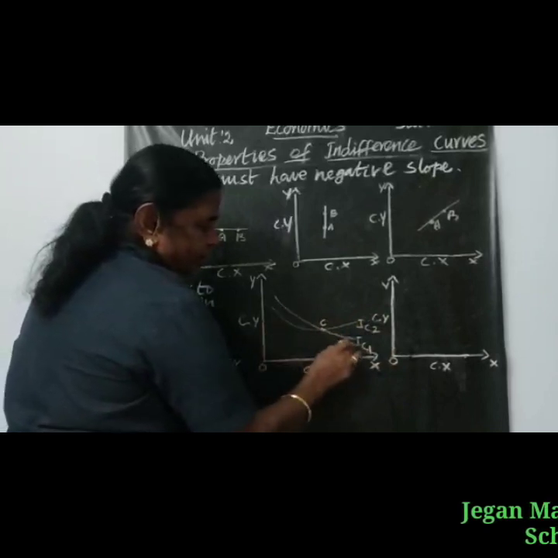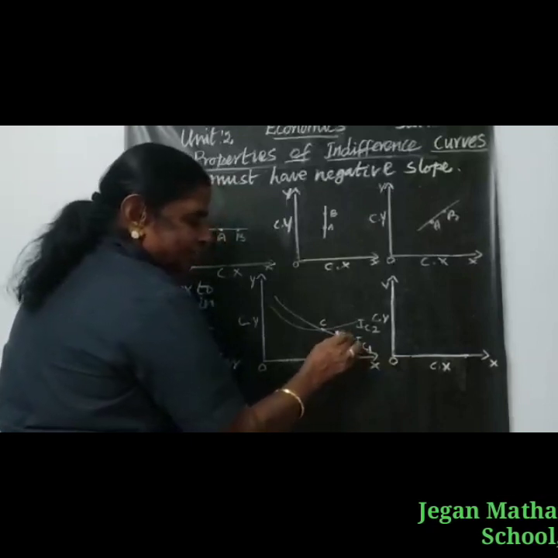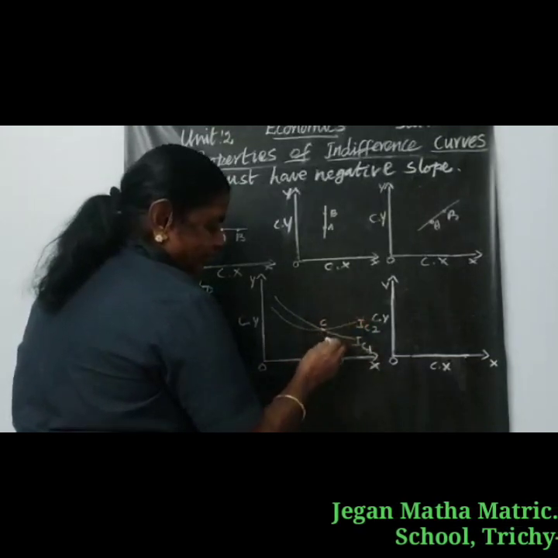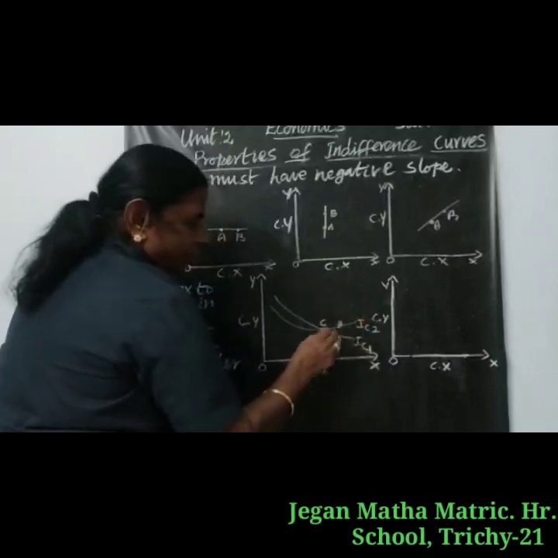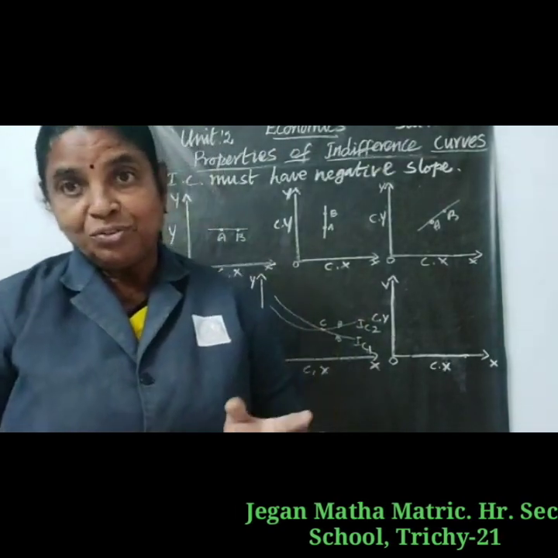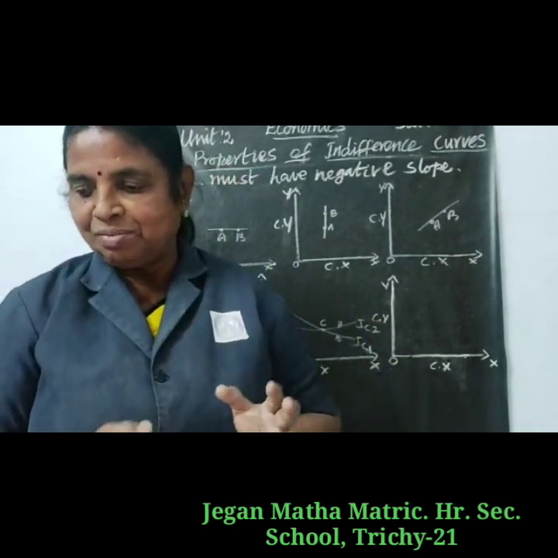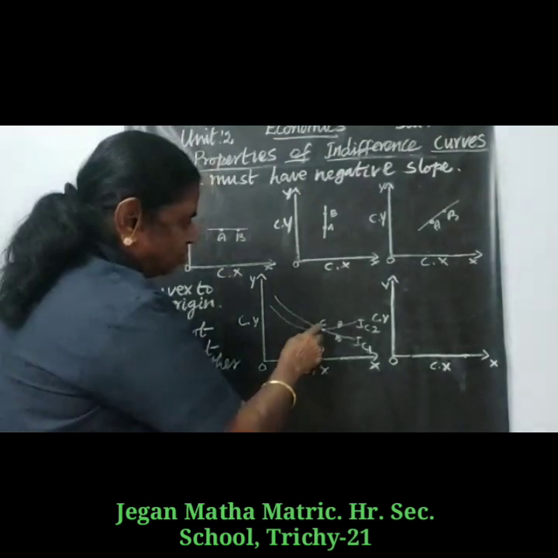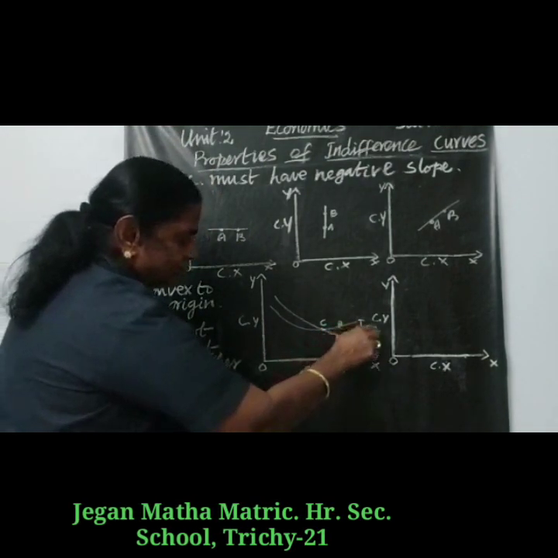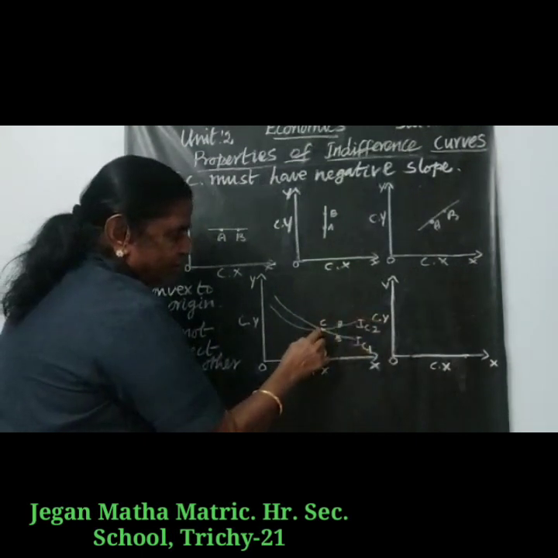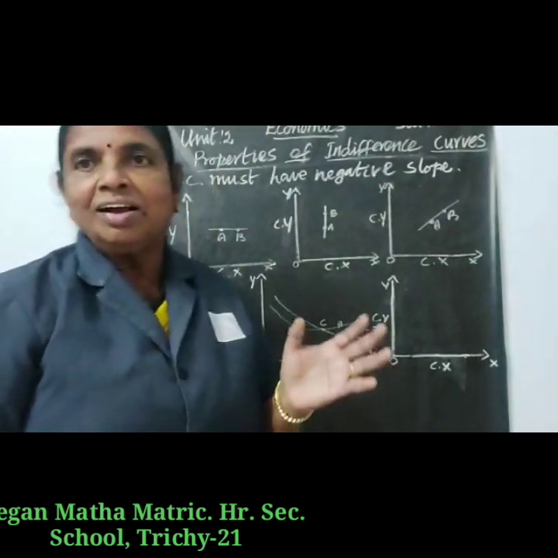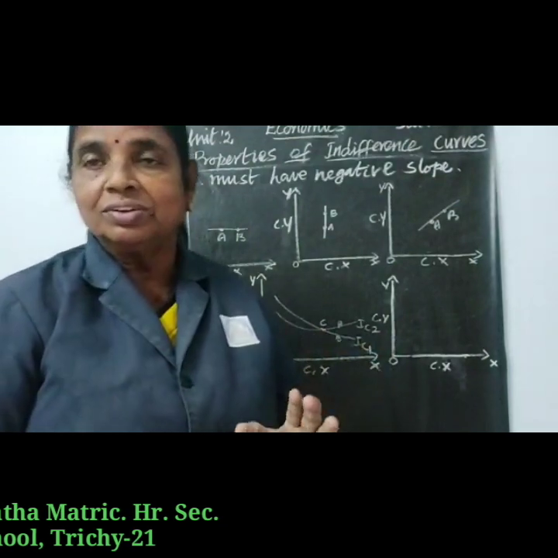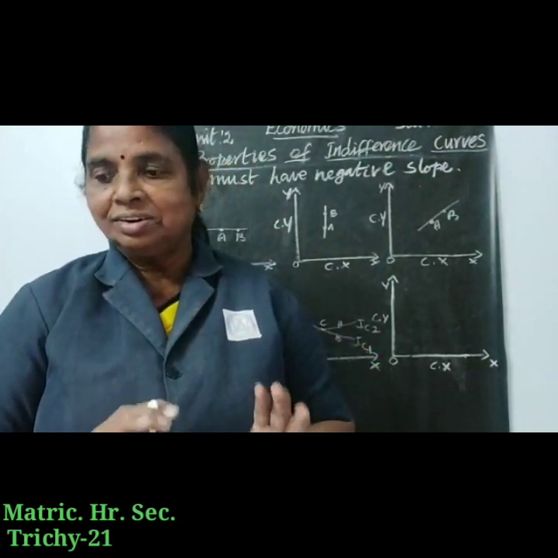Here the lower IC1 gives lesser satisfaction, whereas IC2, the upper one, gives higher satisfaction. The combination of C and B falls on IC1, the lower curve with lesser satisfaction. Whereas the combination of C and A falls on IC2, the upper level with higher satisfaction. From this diagram, we can easily understand that indifference curves never intersect each other.